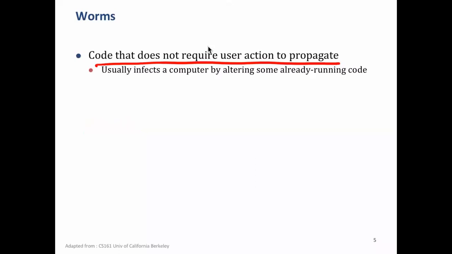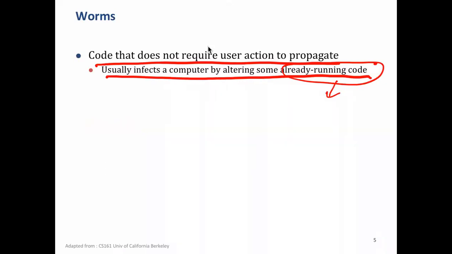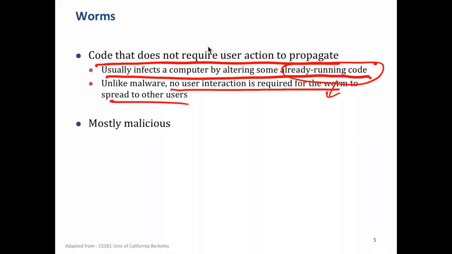And it infects computers by altering some already running code. That's very important because for a virus or any malware to be effective, it has to run. Otherwise, it will remain on the hard disk, right? So it has to become a process, or become part of a process that is going to be executed and scheduled. So that's important, right? Unlike other malware, no user interaction is required, of course. This point we have already seen.